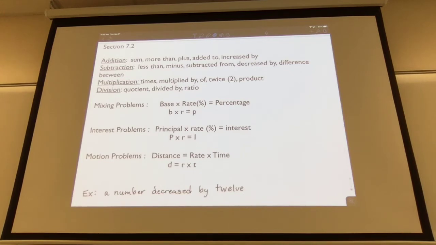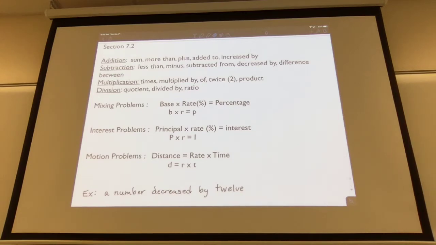So addition is sum, more than, plus, added to, increased by. Subtraction's the one that's tricky, and I would put a star by less than, because it's a turnaround word. Usually if it says 5 less than x, when you write that expression out, you're going to have the variable first. I just call that a turnaround word. So you might want to put a little star by the less than. Minus, you read it as is, in the flow. The rest of them are all in the flow of how you read it and write it, except for that one. Multiplication: times, multiply by, of, twice, and product.